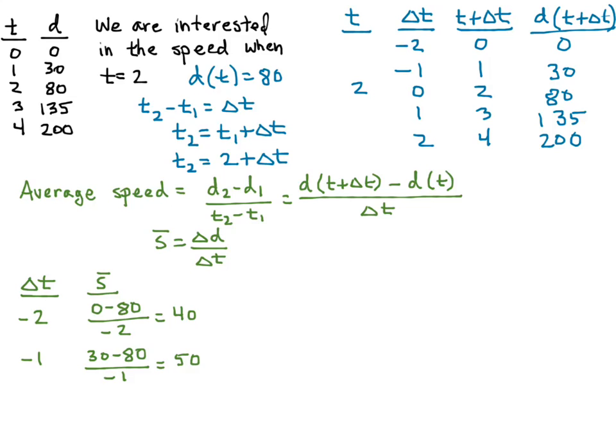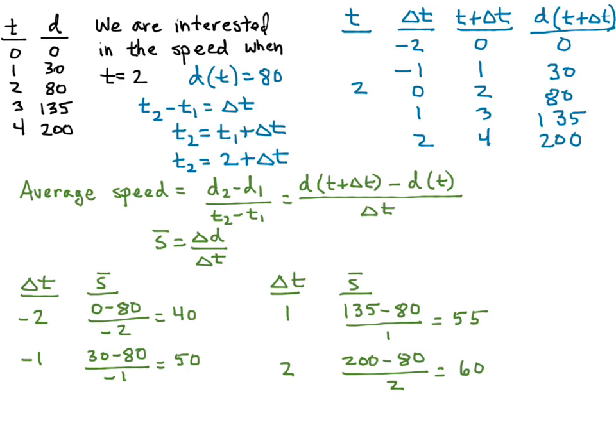An hour ago, I was at mile marker 30, and so I calculate that to be 50 miles per hour. Similarly, an hour from now, I'll be at 135 miles, and my average speed over the next hour will be 55 miles per hour. And for the next 2 hours, it's what we calculated as perhaps the third calculation on the previous chart, where my average speed will be 60 miles per hour.